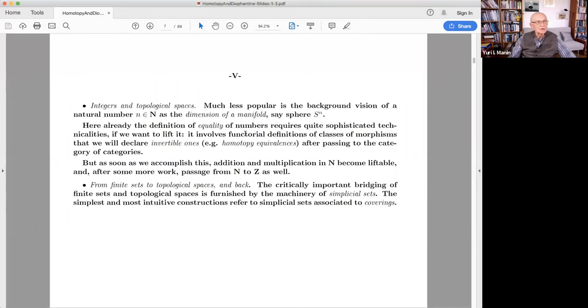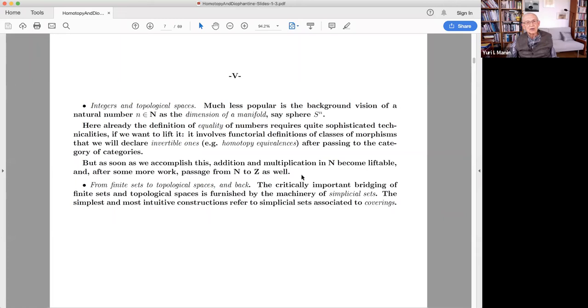Categorically, this means that there should be some kind of relationship between them that allows us to deform one to another, and this will be the definition of equality of numbers, and this involves functorial definitions of various classes of morphisms that we will declare invertible ones and so on. But as soon as we accomplish this, then one can lift to topology addition and multiplication, and then after some more work, the passage from N to Z as well. So now the simplest imagination of a bridge between finite sets and topological spaces, a bridge that can be drawn in both directions, is this.